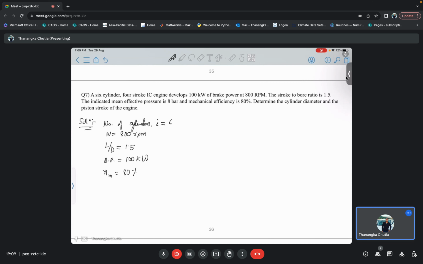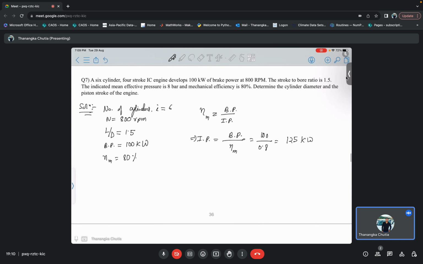So what we know, eta mechanical is equal to brake power divided by indicated power. So from here, indicated power will be equal to brake power by eta mechanical. And what is your brake power? 100, and mechanical is 0.8. So that will be 125 kilowatt. So your indicated power is 125 kilowatt.